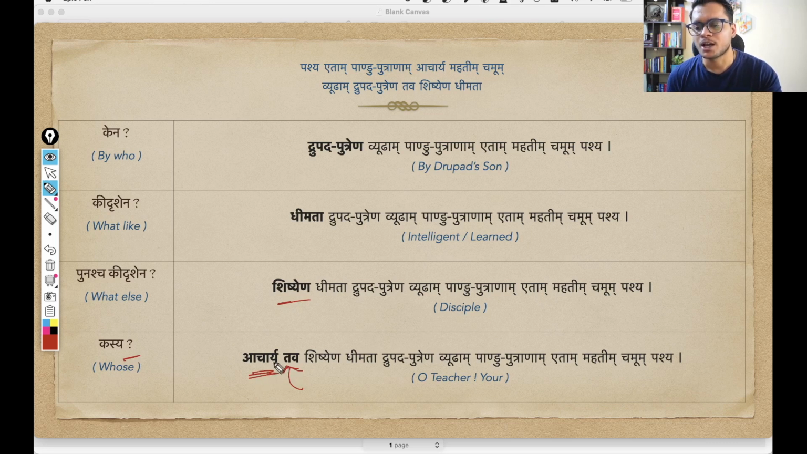And Acharya. This Acharya is in the eighth case, like I told you in the beginning of the shloka, right? Duryodhan is addressing his teacher Dronacharya: oh guru, oh teacher, your son. So this is how you think of it: Acharya with an exclamation mark. Oh Acharya, oh teacher, your. This Tav means your. So your disciple, that is the entire thing.